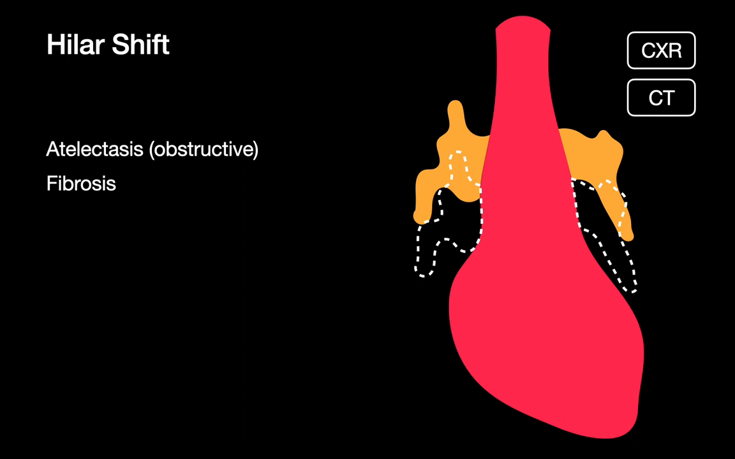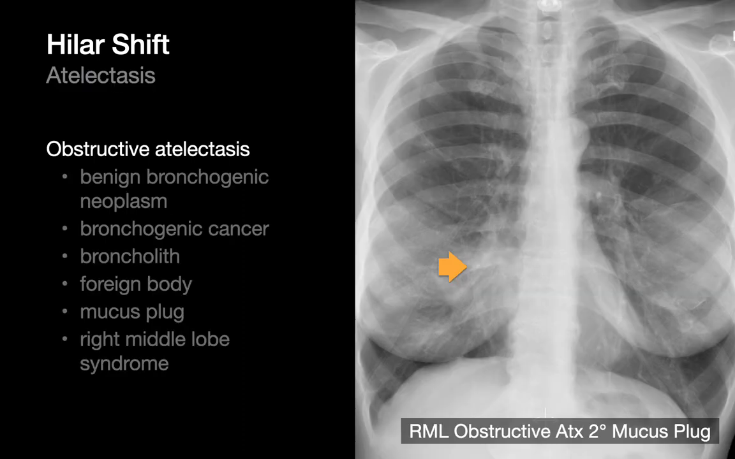The hila can shift either superiorly or inferiorly because of regional upper or regional lower lung volume loss in the setting of disorders like atelectasis or fibrosis, and man-made ones such as a lobectomy. Upper lobe atelectasis tends to drag the hila superiorly, while middle and lower lobar atelectasis tend to drag the hila inferiorly. Atelectatic causes of hilar shift tend to be disorders that may obstruct a lobar bronchus, things like central neoplasms, broncholiths, foreign bodies, and mucus plugs.